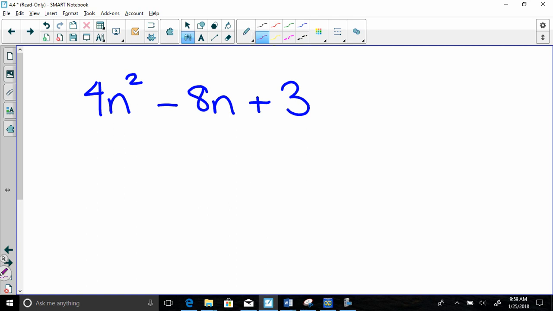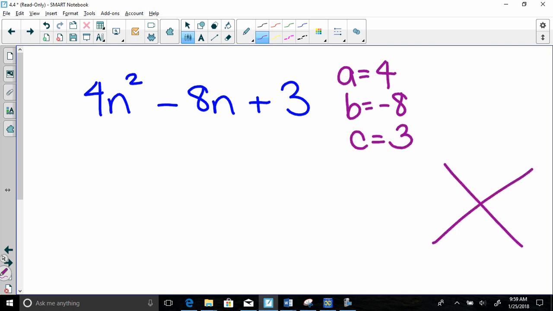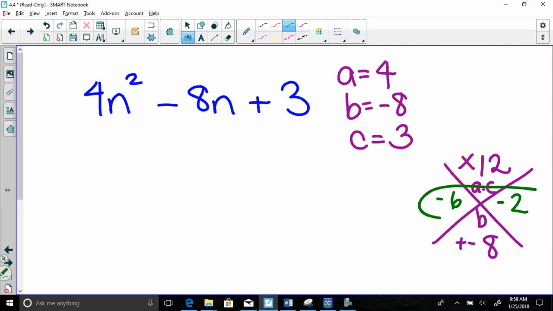So, what is my A here? 4, my B, -8, and my C, 3. And I do my AC, right? What is 4 times 3? We're multiplying to 12 and adding to -8. What two numbers multiply to 12 and add to -8? -6 and -2. Ding, ding, ding. They're both negative because I'm adding to a negative.